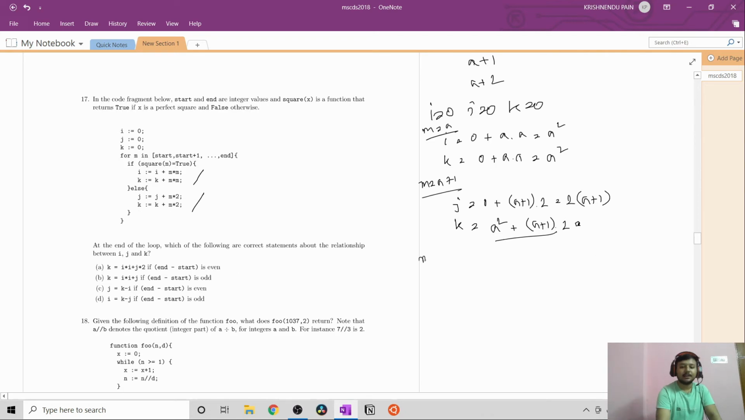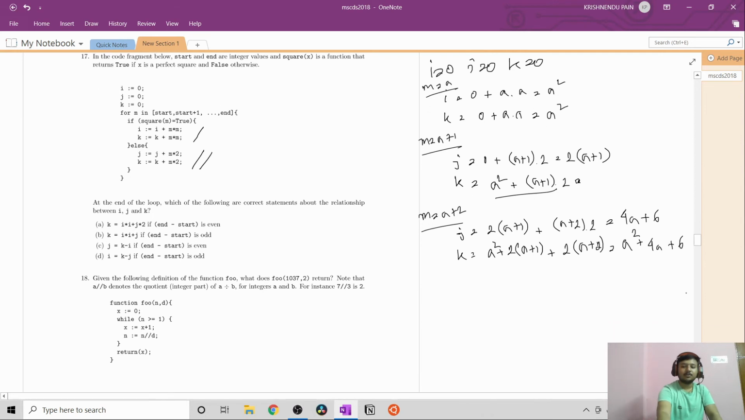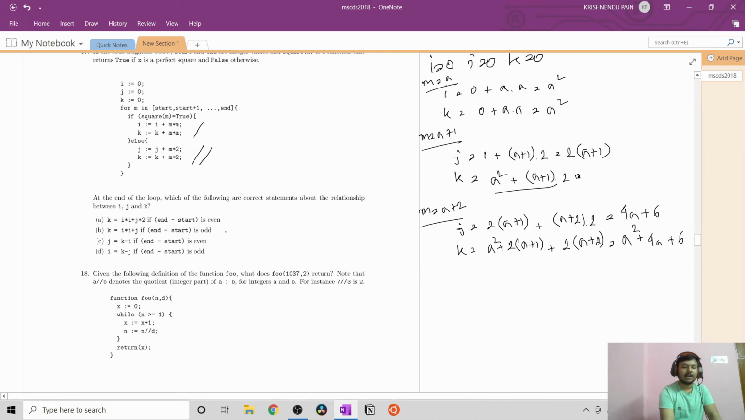Now for next, M equal to A plus 2. Then again A plus 2 is not a square, so this part will be executed. J equal to J, previous value of J is 2 into A plus 1 plus A plus 2 into 2, which implies 4A plus 6. And K is K plus M into 2. K previous value is A square plus 2 into A plus 1 plus 2 into A plus 2. Then this implies A square plus 4A plus 6. Now we will check which of the following are correct statements. So first check for this, if end minus start is even.